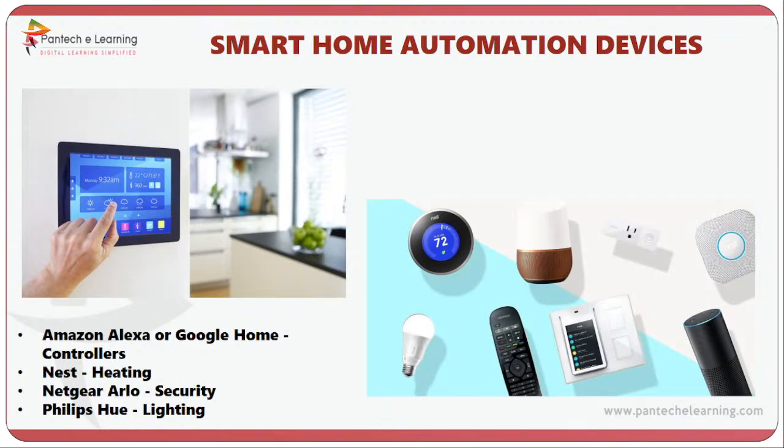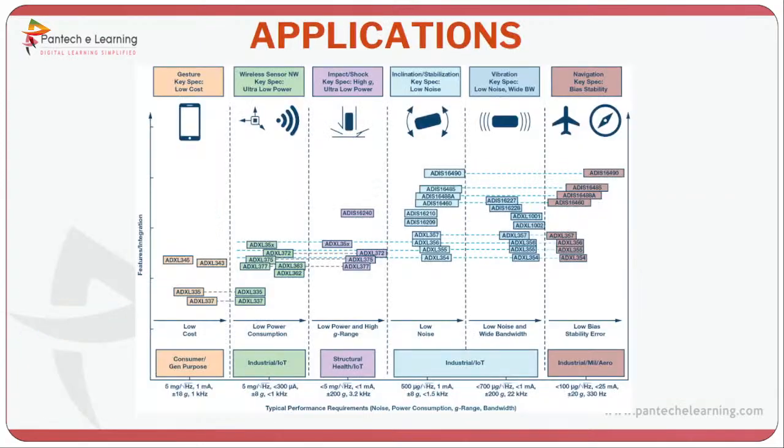And then Philips Hue. We already know that Philips smart bulbs exist. With the help of these smart bulbs, we can handle basic lighting technologies which come under IoT. These are the applications related to IoT. When you take it as a gesture on your mobile, it will be a low cost one.